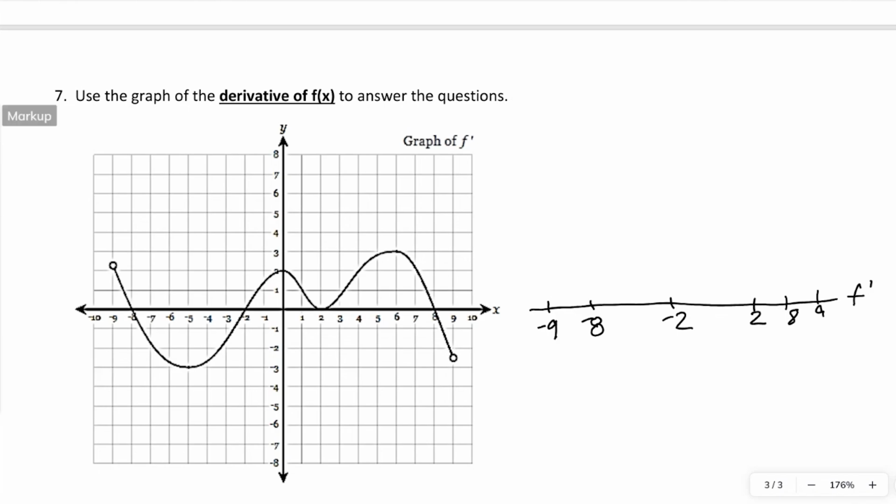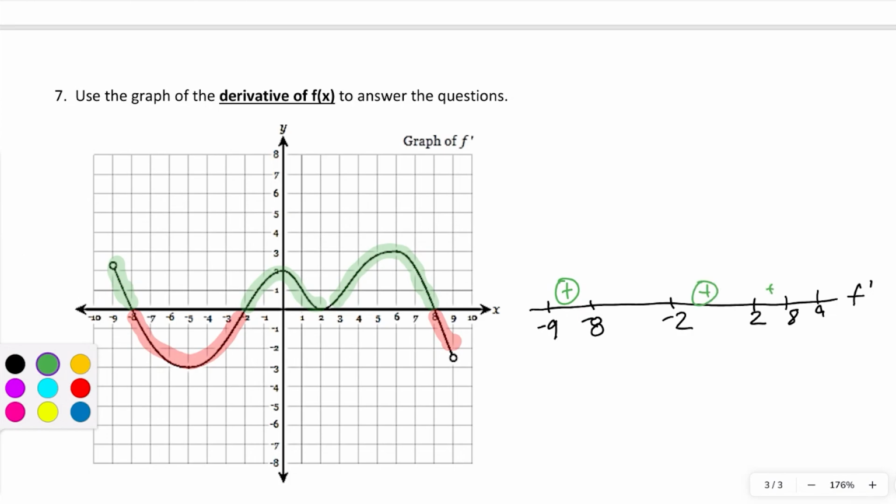Looking at this graph, we can see that the derivative, which is what this is the graph of, is positive in these green intervals where I'm highlighting, and negative underneath the x-axis. So for my number line chart, I know the slope is going to be positive for f of x between -9 and -8, and between -2 and 8. And the derivative is going to be negative between -8 and -2, and finally 8 and 9. I haven't even really seen what the question is here, but I'm just laying this out so that answering the questions will be a little easier.